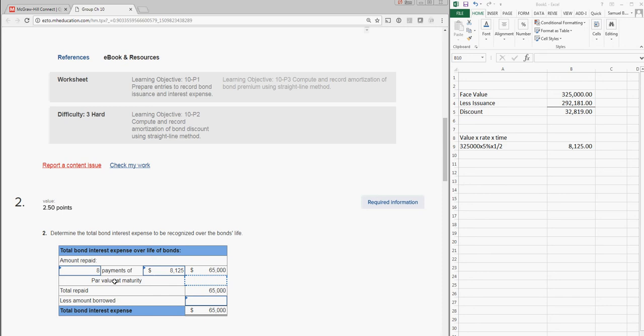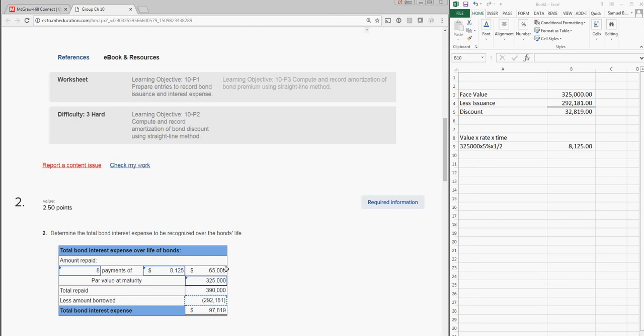Now it asks us for the par value at maturity. That's the same as face value, $325,000. And this means that by the time this bond reaches maturity, I will have paid in $390,000 back on the bond. However, how much cash did I actually receive? And the answer there is the issuance price of $292,181.